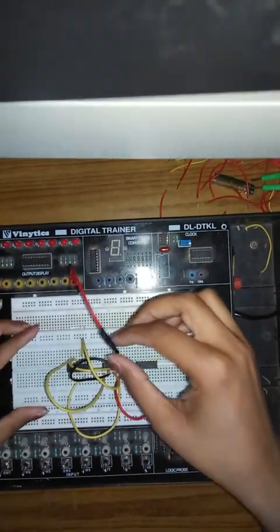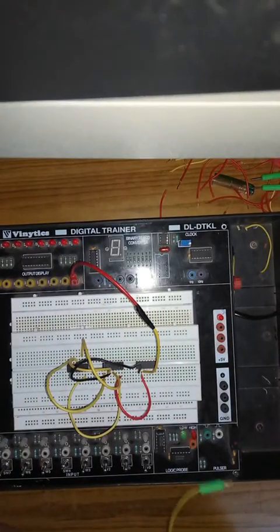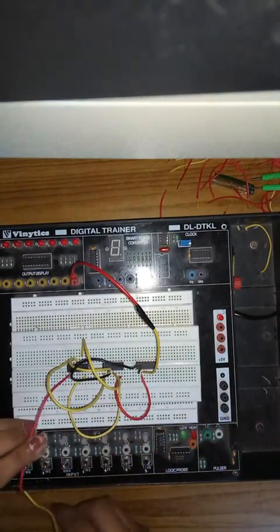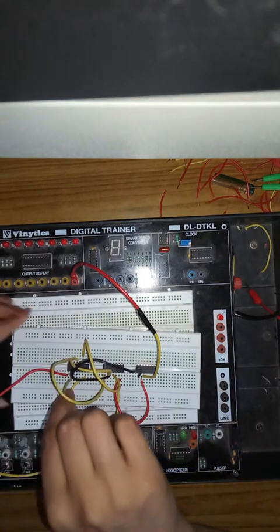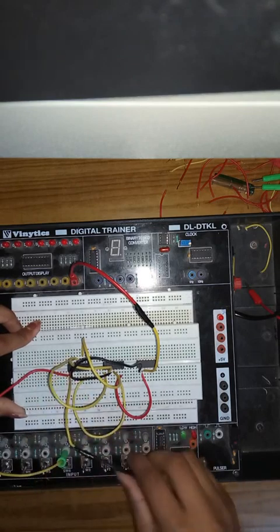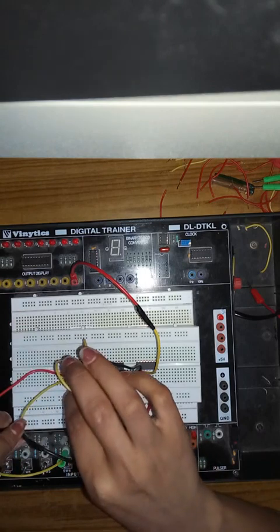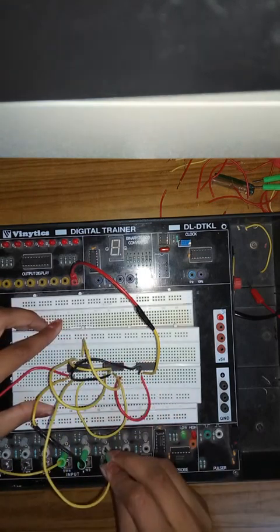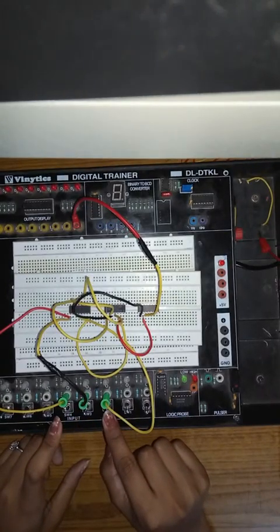Fine. So after making this circuit, next we will be connecting these three inputs A, B and C, which are pin numbers 1, 2 and 3 of the decoder IC. Pin number 1 is the input A, pin number 2 is the input B, and pin number 3 is the input C. But the main thing to be noticed is that in CBA, C is the MSB and A is the LSB.